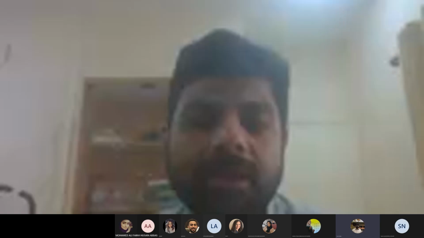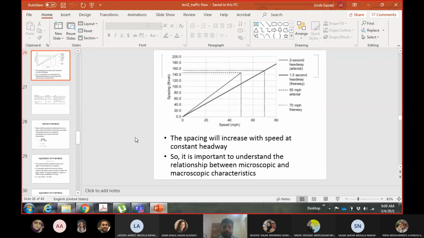So on Wednesday, we basically discussed some microscopic characteristics, and there were two that we discussed: spacing and headway. Headway is the time interval between two successive vehicles passing the observation point, and spacing is the distance between two successive vehicles at any time.